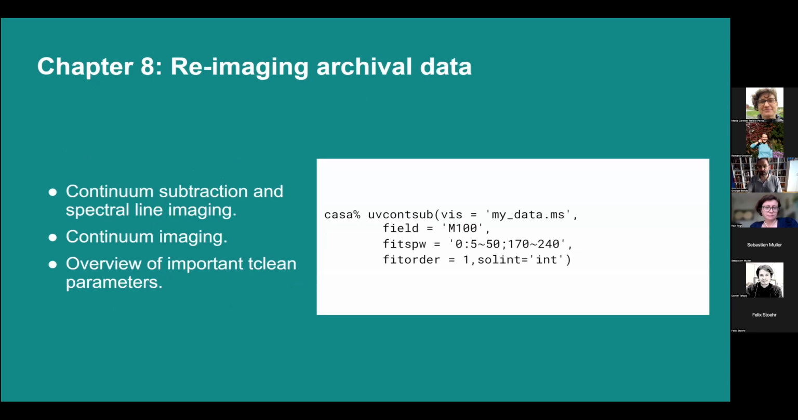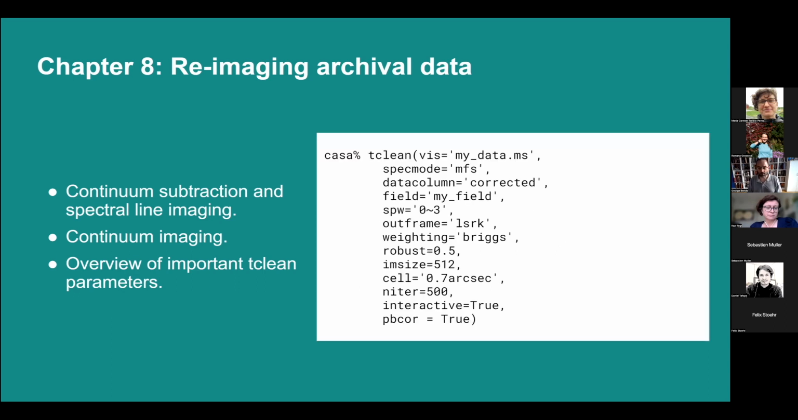Chapter 8 goes into actually discussing how to re-image that archival data. This includes descriptions on how to do continuum subtraction, how to do spectral line imaging, and how to do continuum imaging. A lot of this work is done with the tclean command in CASA, and so there is an overview of the very important tclean parameters that you would use to create new images.